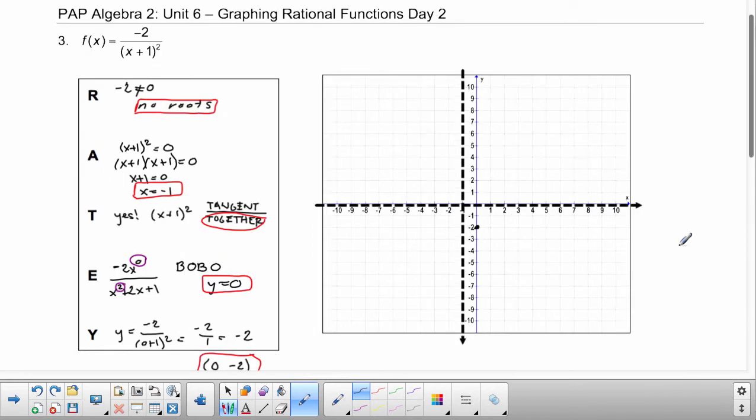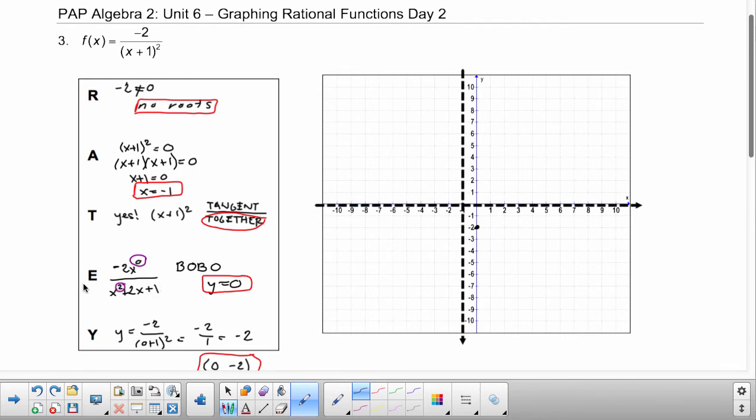Here's number 3. Things to notice here is that we do not have any roots. You'll notice also that we have that horizontal asymptote at y equals 0, and that explains why we have no roots. This time, I'd like to draw attention to t because we do have a multiplicity of 2. It's right here in the denominator where we have a factor that's being squared. Now, since it's on the bottom, that means that we're going to have togetherness. That's why I've circled that there.